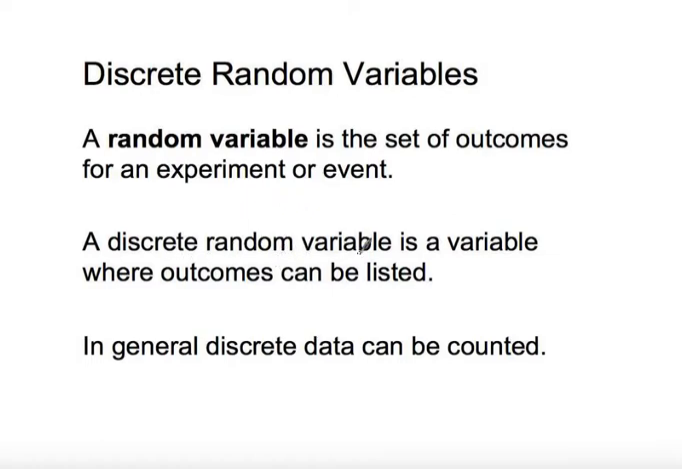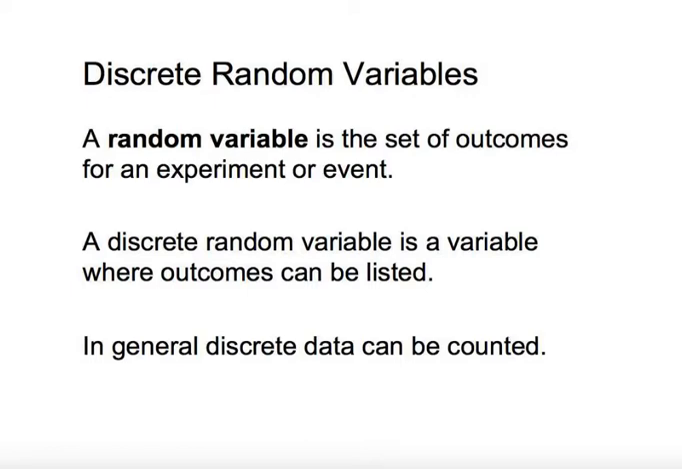A discrete random variable is a variable where the outcomes can be listed. So flipping a coin, discrete random variable, heads or tails. Rolling a dice, discrete random variable, 1, 2, 3, 4, 5, 6. In general, discrete data is something we consider as something that can be counted. Flipping a coin, it's heads and tails. Perhaps what we'd do in that case is count the number of heads or count the number of tails.